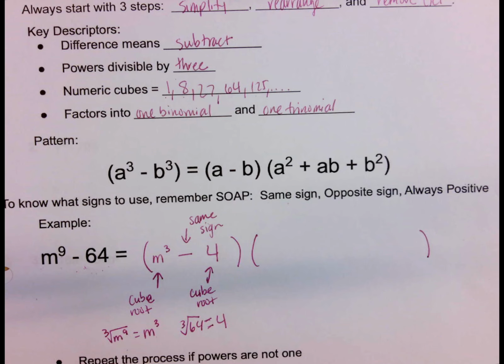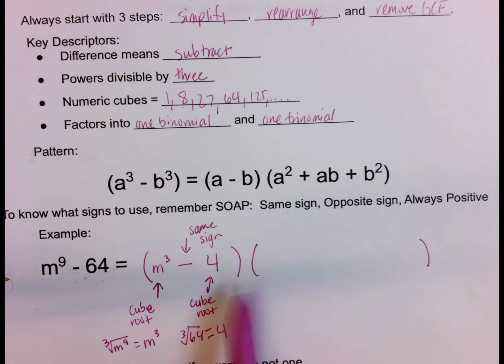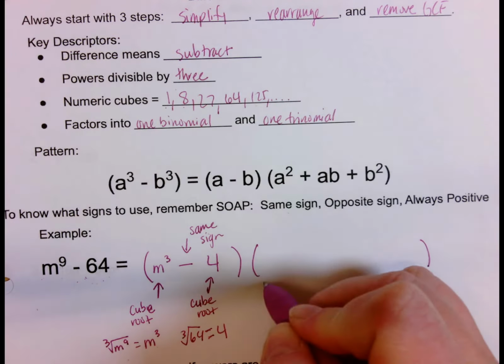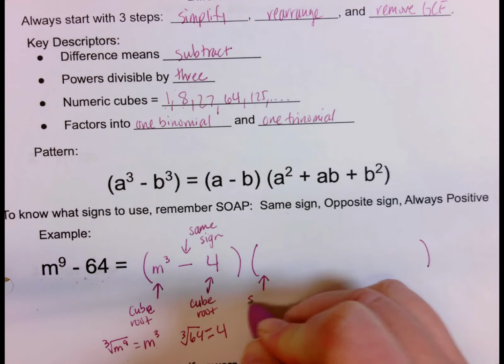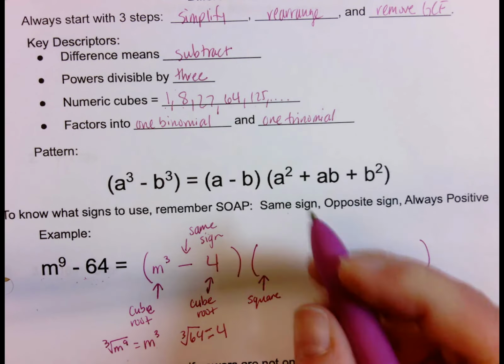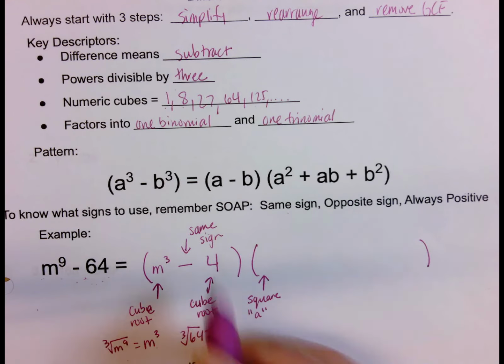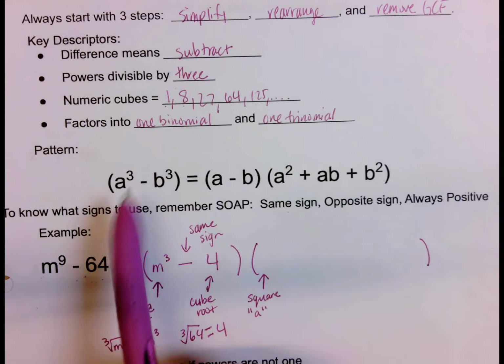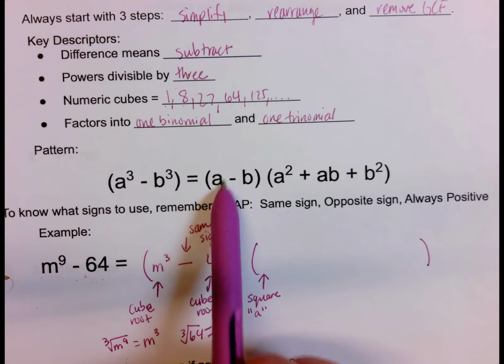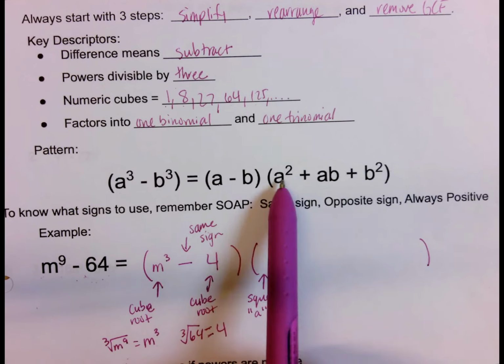All right, now stay with me. This is going to be a little bit different from last time, because last time we had two factors that were pretty much the same thing. This one's going to be a little bit different. So here, we are going to square what we're going to call a. Remember up here in our pattern, this was a cubed. We took the cube root to get a. So now we're going to square that.